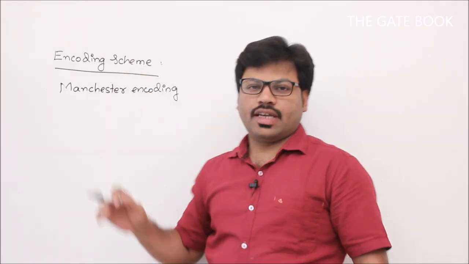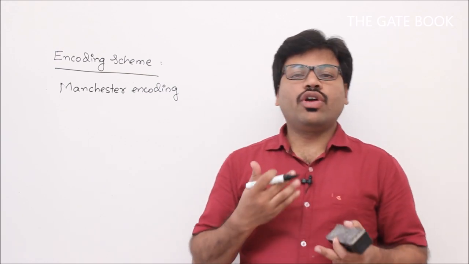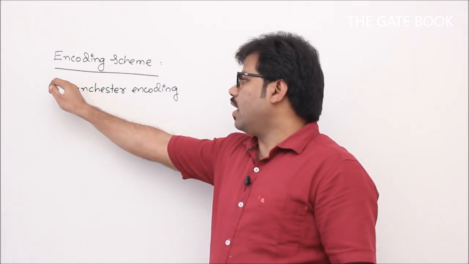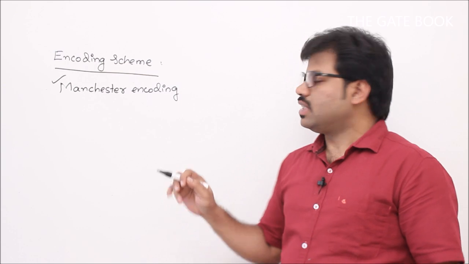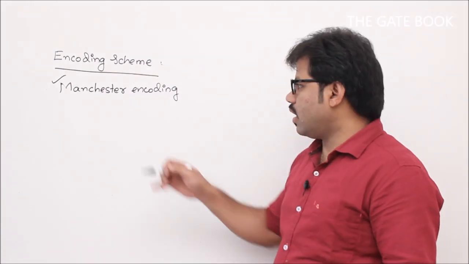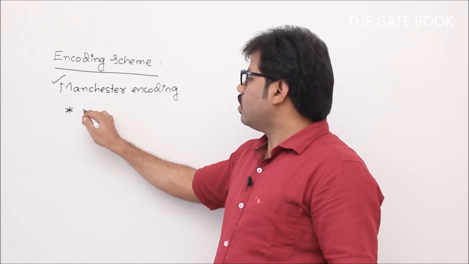Now we'll see the encoding scheme. In Ethernet, the encoding scheme is Manchester encoding. Here we don't go into the details. We just need some information about this encoding scheme. The one important piece of information you should know about Manchester encoding is the baud rate. So what is baud rate?